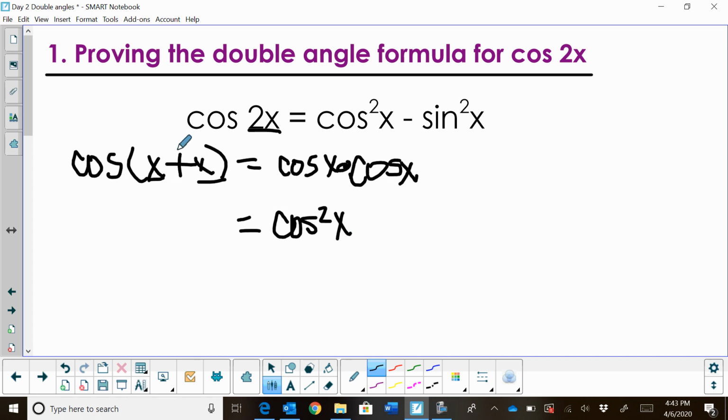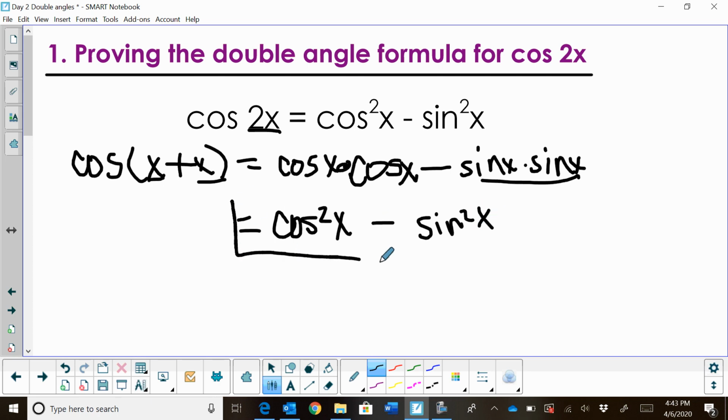Then for the cosine of the sum, we're going to subtract. It's always the opposite sign from the sum or the difference. And then it's just sine x times, which is the first angle, times sine x, which is the second angle. But since the angles are the same, isn't that just sine squared x? So there we go. That's where this double angle formula comes from. It's just taking a sum formula and expanding it with duplicate angles.